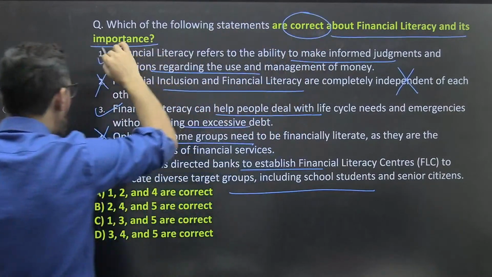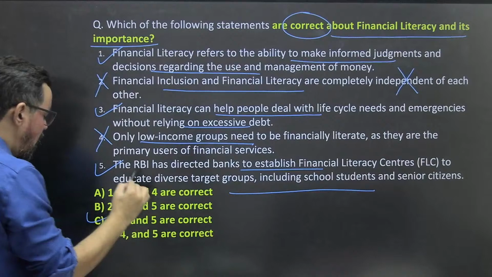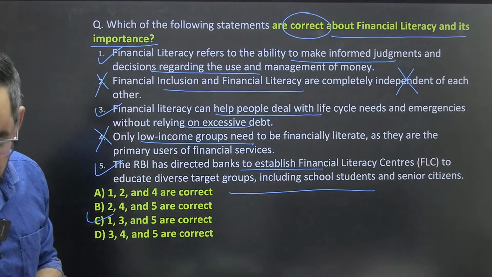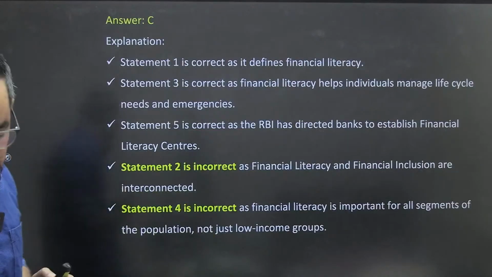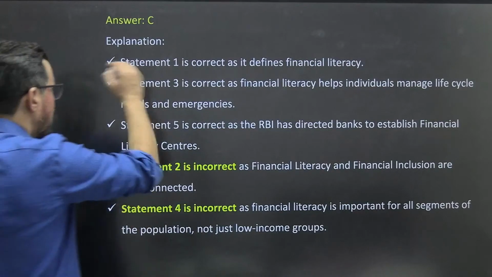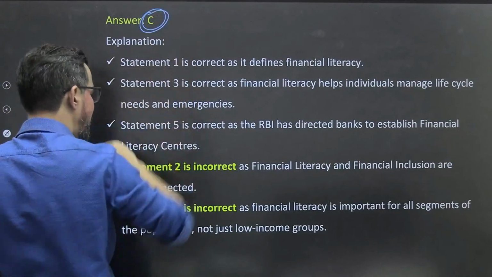That means 1, 3, 5. 135 means option C must be the right answer for this particular one. Okay? Did you all answer? Yes, ma'am, absolutely right. So option C will be the right answer.